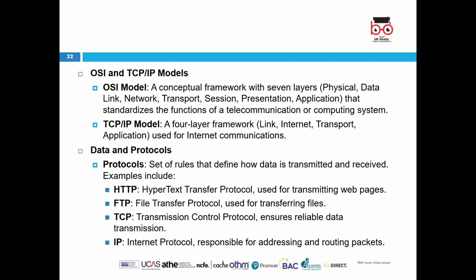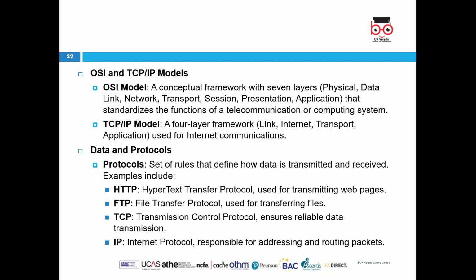Another important aspect of types of networking is to understand the OSI model and the TCP/IP model. With the OSI model, as the definition says, this is a conceptual framework with 7 layers. So we have, starting from our physical layer, the data link, network, transport, session, presentation, and application layer, which standardizes the functions of a telecommunication or computing system. The TCP/IP model is a 4-layer framework, which includes the link, internet, transport, and application layers. And this is used for internet communication.